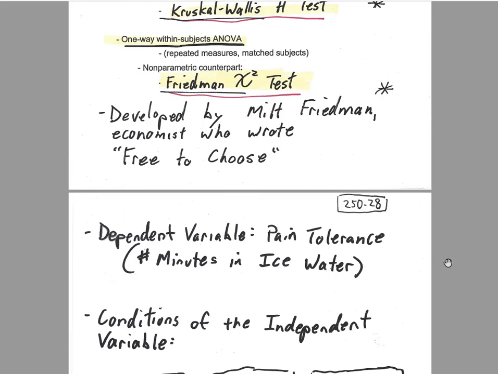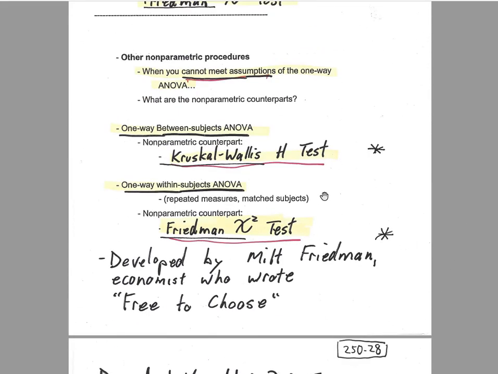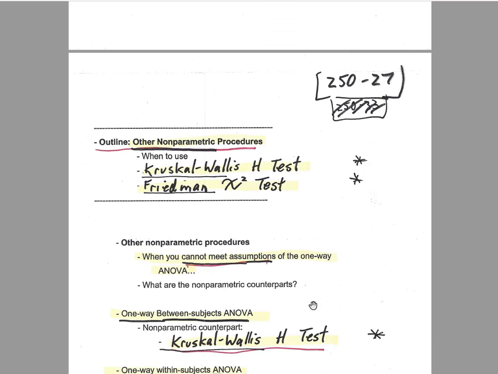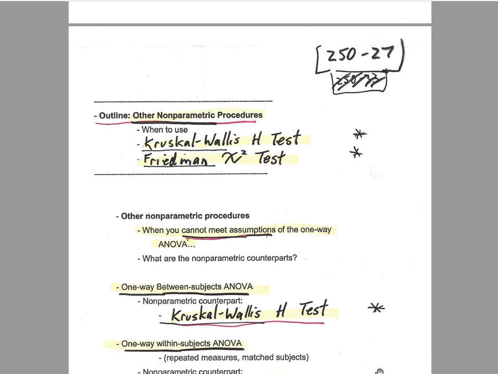What is your fallback procedure going to be? Your fallback procedure is going to be the Kruskal-Wallis H Test. That's the nonparametric counterpart to one-way between subjects ANOVA. What if you'd used a different research design? What if you instead had planned on analyzing your data with one-way within subjects ANOVA? You'd used a repeated measures design or a matched subjects design.